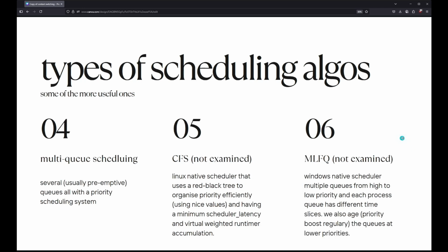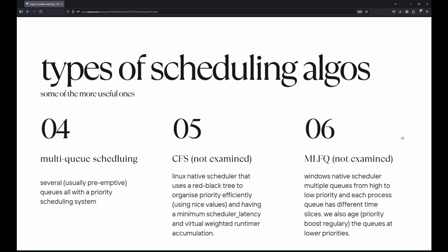Okay, we've got some more scheduling algorithms. These are some of the more useful ones. Now, I've included two extra ones just so I can talk about real world implementations of things like aging. So we'll talk about multi queue scheduling first. Seems like I've spelt it wrong as well, but please don't mind that.